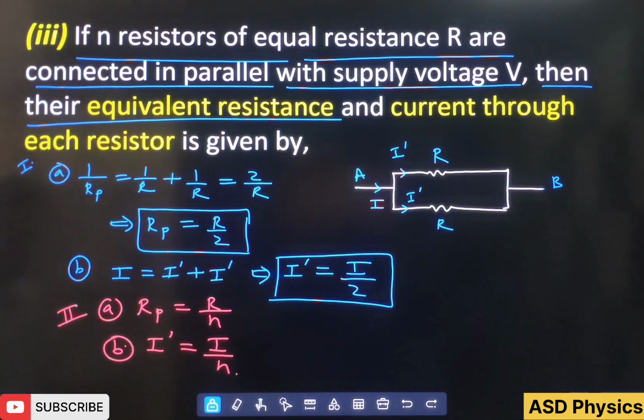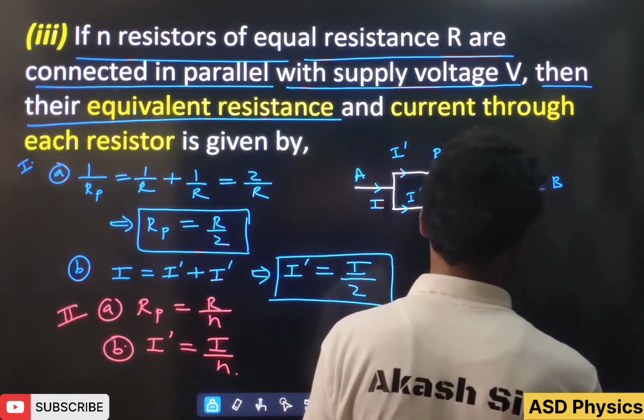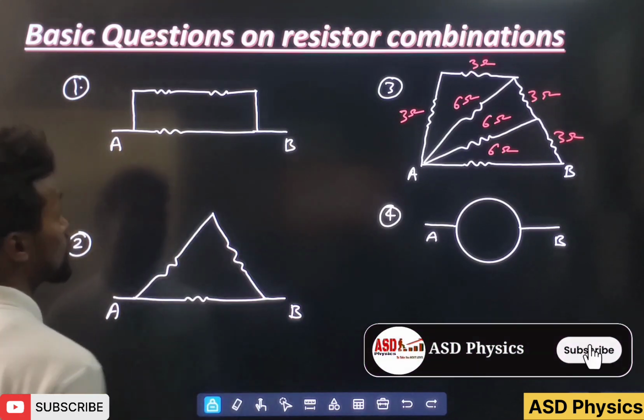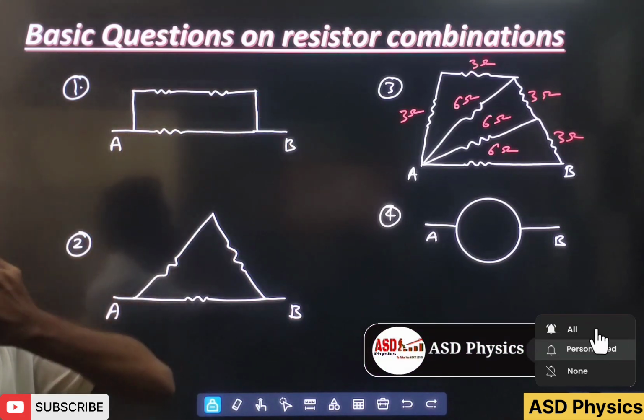Okay, students. I hope this is very clear to you, how to deal with resistors connected in parallel with equal values. Okay, great. Now students, after that we are going to see some basic questions on resistance combination.